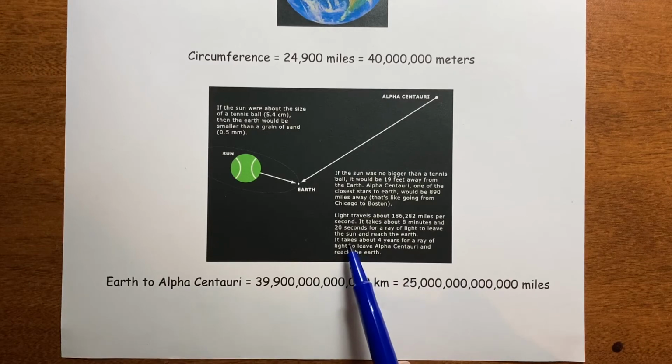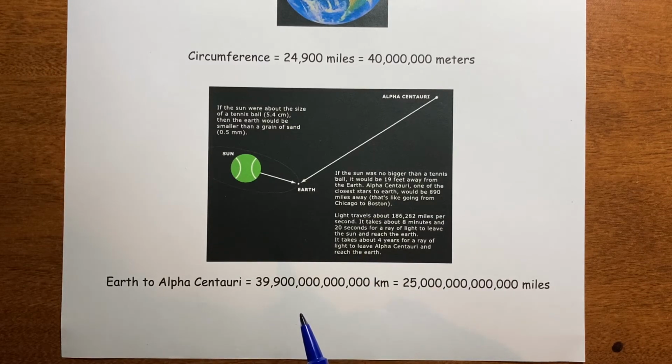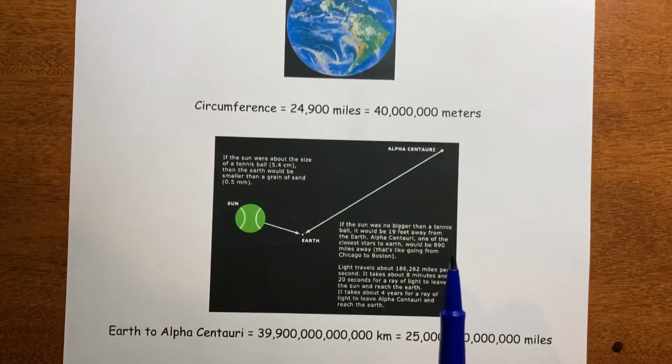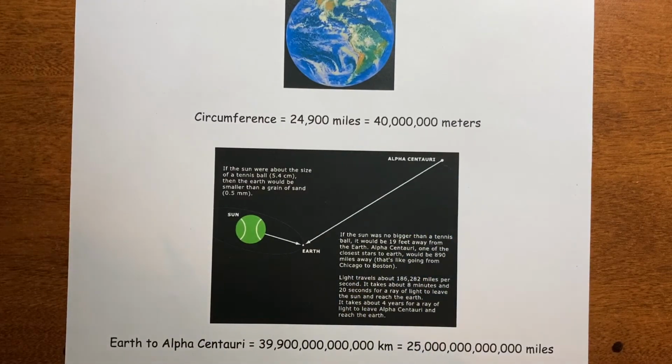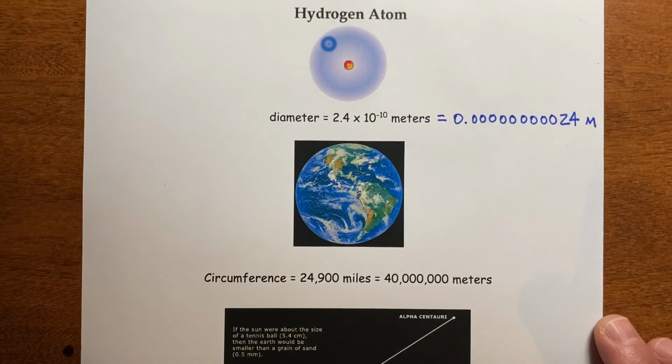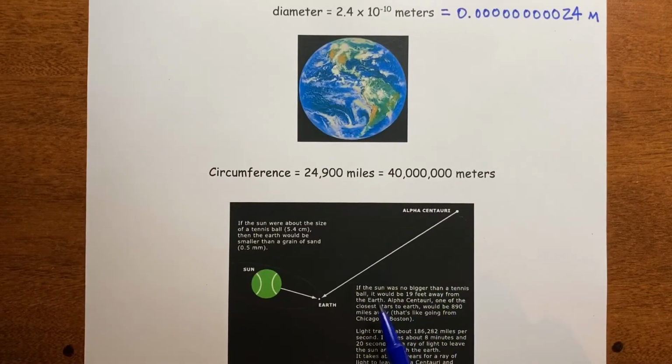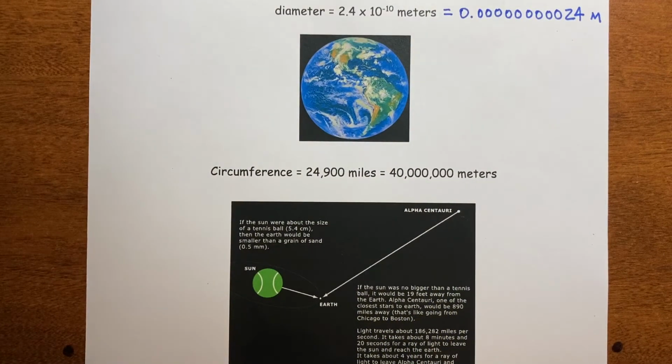It takes 8 minutes and 20 seconds for a ray of light to leave the sun and reach the Earth. So really, when you're looking at the sun or the nearest star, you're actually looking a little bit into the past. When you see the sun, it's actually 8 minutes ago when that light left the sun. If you look at the nearest star, it took 4 years for that light to get here. And the light's traveling at 186,000 miles per second. So that gives you an idea of how huge the universe is. And so we think the Earth is large, but relative to these sorts of distances, it's really nothing.